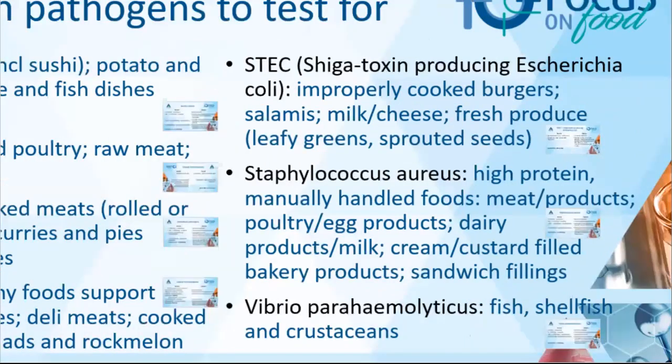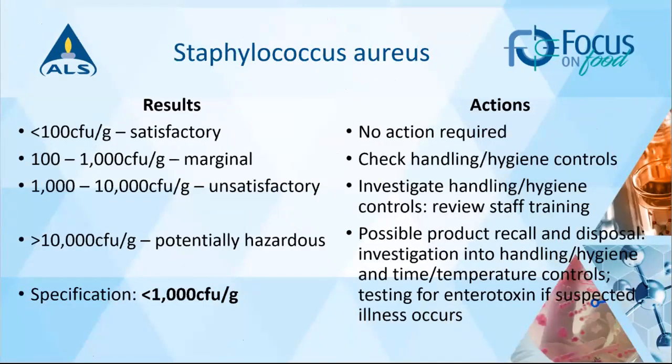Staphylococcus aureus, it's of concern in high protein, manually handled foods, so meat and meat products, poultry and egg products, dairy products and milk products, cream, custard, filled bakery, sandwich fillings, etc. So if manufacturing these types of products, and there's a lot of handling involved or potential staph contact associated with them, Staph aureus should be tested for, and the specification should be set at less than 1,000 CFUs per gram.